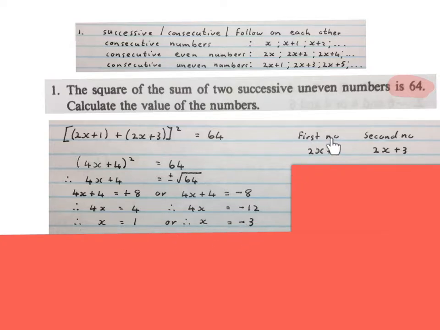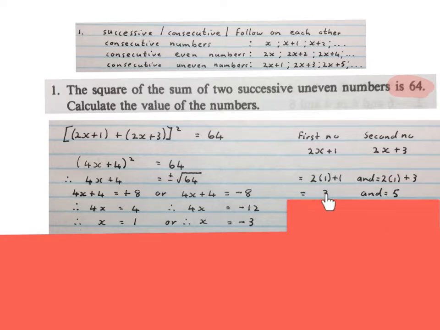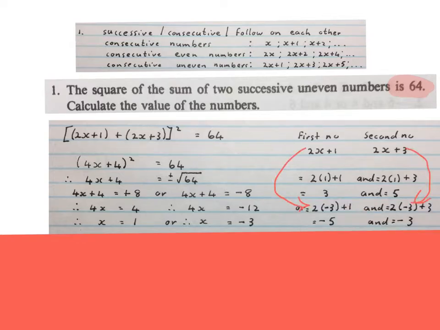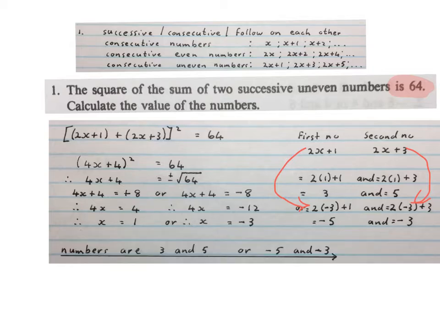We decided on the first number to be 2x plus 1 and the second one to be 2x plus 3. So we substitute this 1 back in here and here. So the first number could be 3, then its consecutive friend would be 5. But this x could also have been minus 3. If you substitute that in here, you'll get minus 5, and in here, minus 3. So the two consecutive uneven numbers could be 3 and 5, or minus 5 and minus 3. And that you write as your final answer.